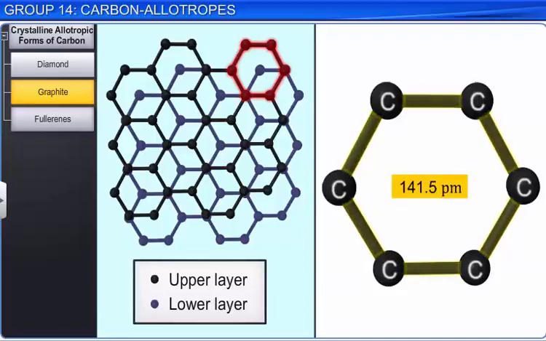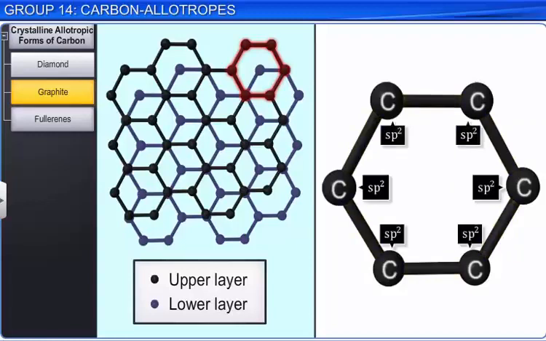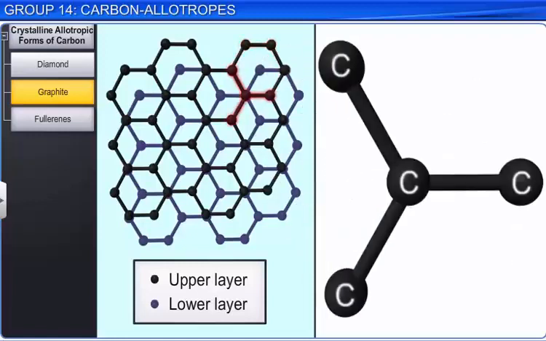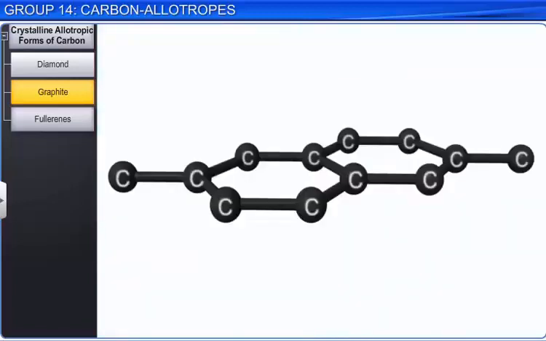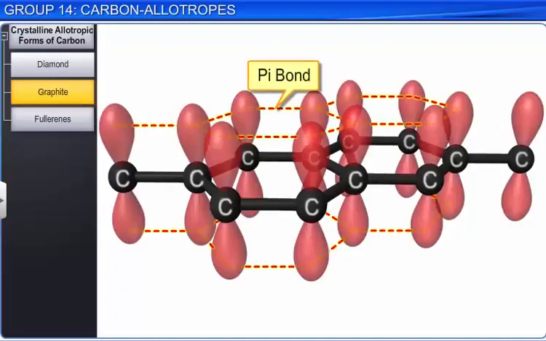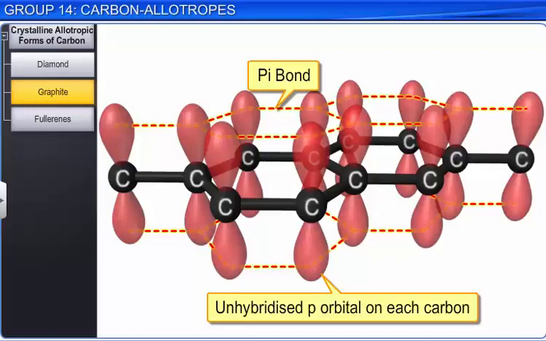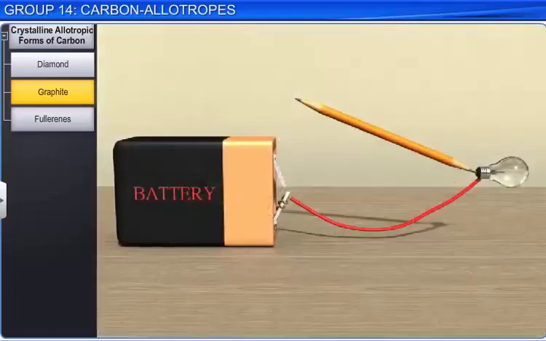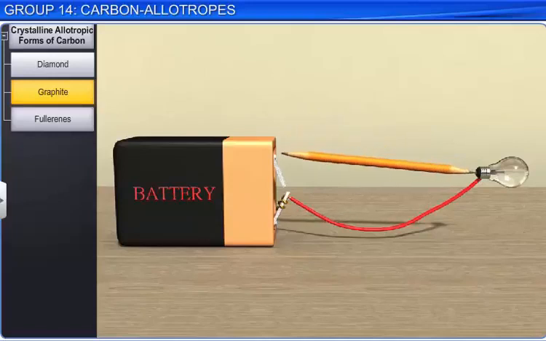Each carbon in graphite is sp2 hybridized. Each atom forms 3 sigma bonds with its 3 neighboring carbon atoms. The fourth electron of each carbon is involved in pi bonding, using the unhybridized p orbital on each carbon atom, as shown in the illustration. The electrons involved in the pi bonding are delocalized. This means that they are free to move, and thus graphite is a good conductor of electricity.